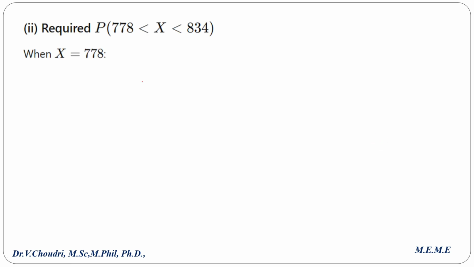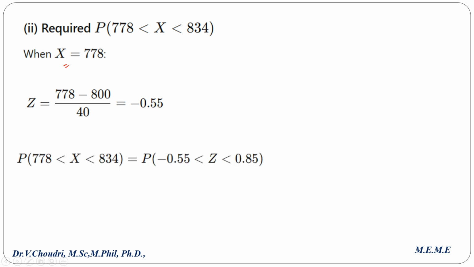Next, probability of 778 less than x less than 834. Now we have the standard normal variate for x equal to 834. Now we are going to find the z corresponding to x equal to 778. z equals 778 minus 800 divided by 40. What is the answer? Negative value, minus 0.55.